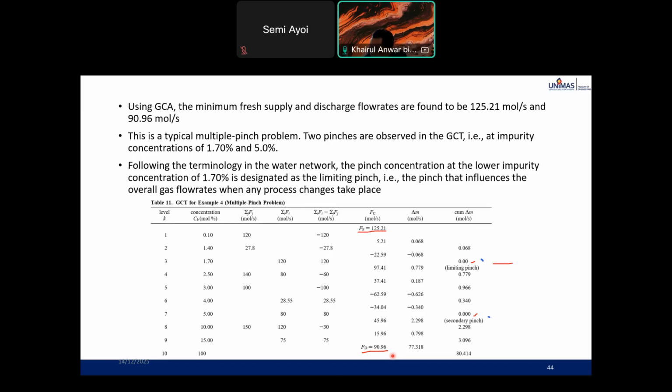Following the terminology in the water network, the pinch concentration at the lower impurity concentration of 1.7% is designated as the limiting pinch. This is the pinch that influences the overall gas flow rate when any process changes take place. So to repeat, in problems involving multiple pinches, more than 2 design regions may exist. In Example 4, 3 distinct regions exist due to the existence of a limiting pinch at 1.7% and a secondary pinch at 5%.